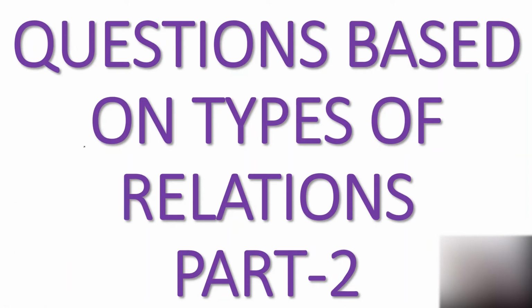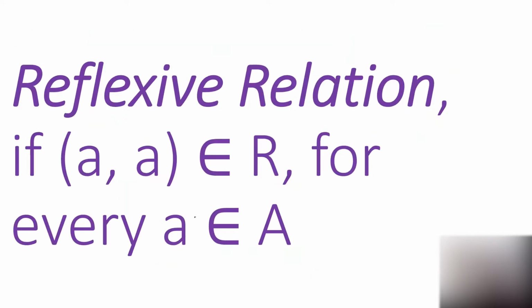Today we are going to discuss a few questions based on types of relations. Part 2. You must have seen part 1. Now part 2. Before going to the questions related to types of relations, firstly we'll recall what the different types of relations are. A relation is said to be reflexive if A is related to itself for all A belongs to A.